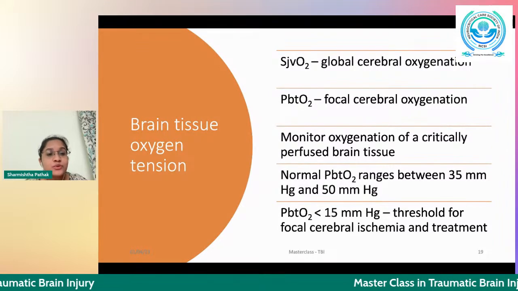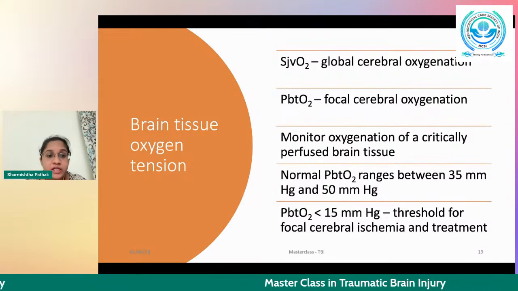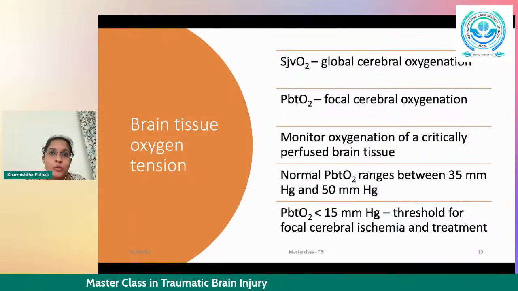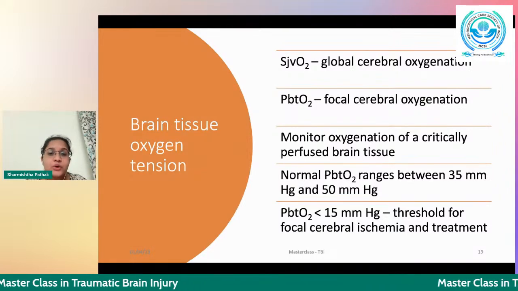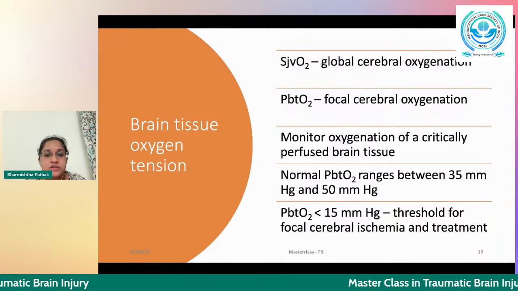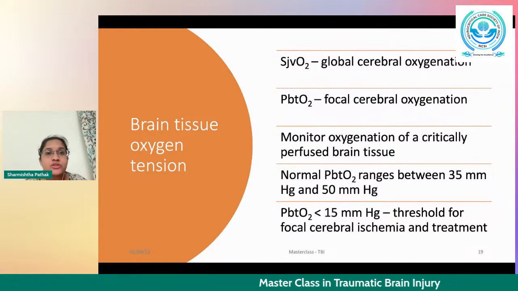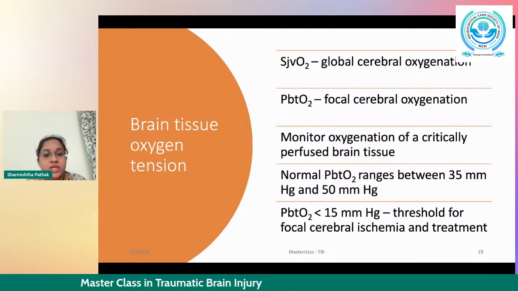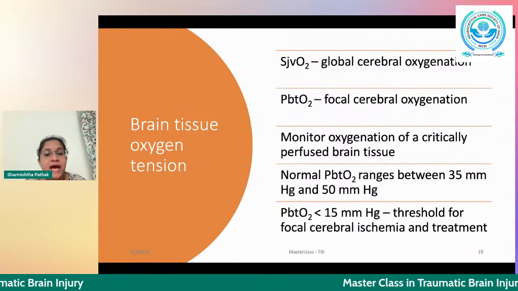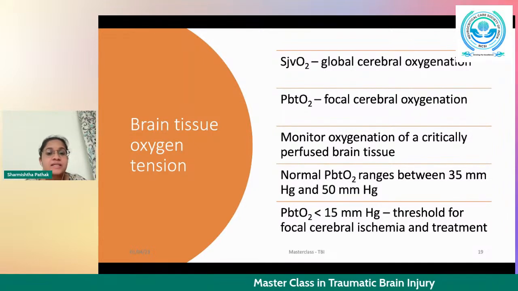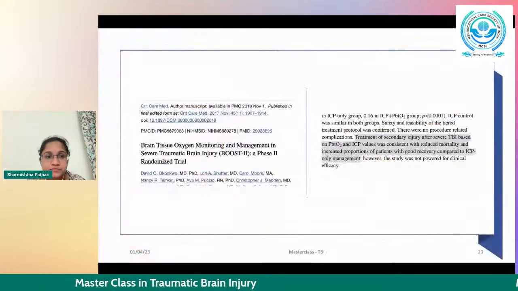Another modality which we use in TBI patients is brain tissue oxygen tension in the ICU. While SjvO2 was a monitor for global cerebral oxygenation, PbtO2 provides a focal cerebral oxygenation value. It helps in monitoring the oxygenation of the critically perfused brain tissue, that is the tissue which is next to the injury. The normal values range between 35 to 50, and a value of less than 15 is considered as a threshold for treating focal cerebral ischemia.